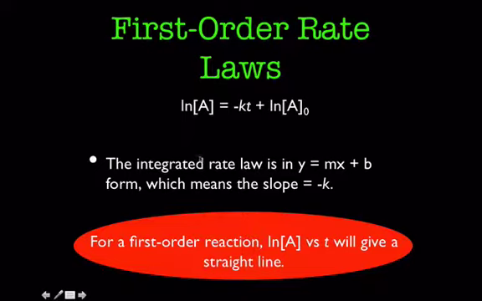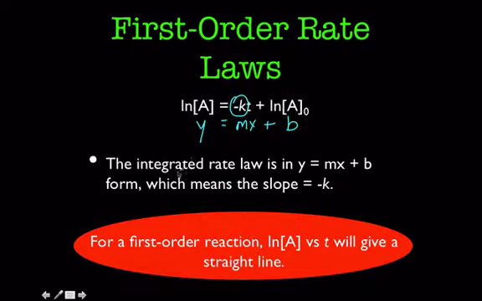So there it is again. The integrated rate laws are always written in y equals mx plus b form. So we have the y equals mx plus b. What that means then is that our slope of our graph, if we were to graph it, and for a first order reaction, the natural log of [A] versus time is going to give us a straight line. If we find the slope of that line, then that will be the value of negative k. So we can actually find the rate constant using the slope of the graph when we graph these.